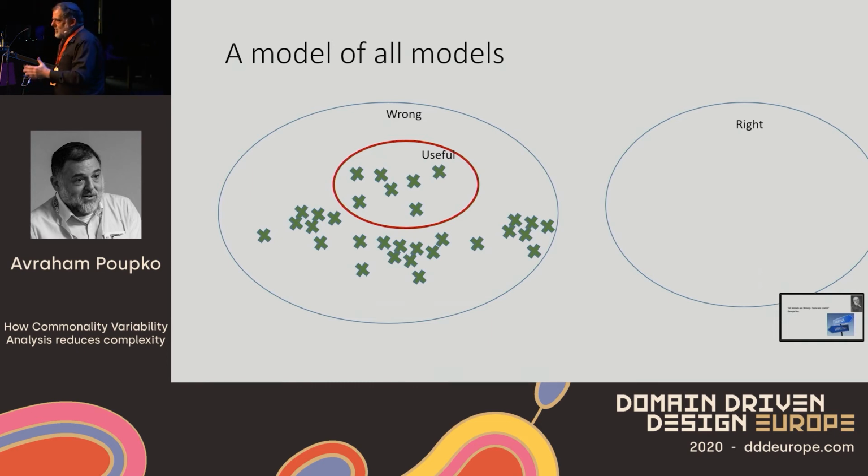Models are not binary right or wrong. They can be a little right and a little wrong. They could be fit for purpose. They could be useful in some contexts.